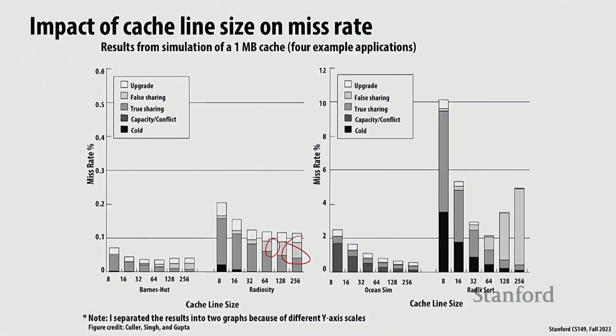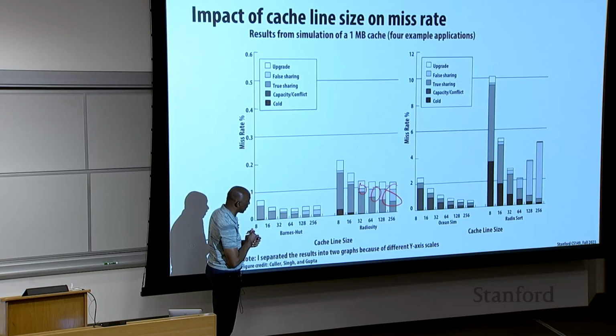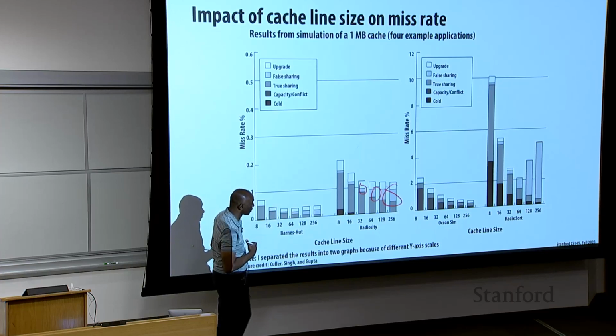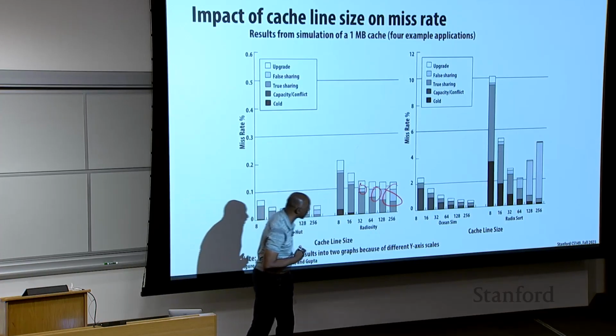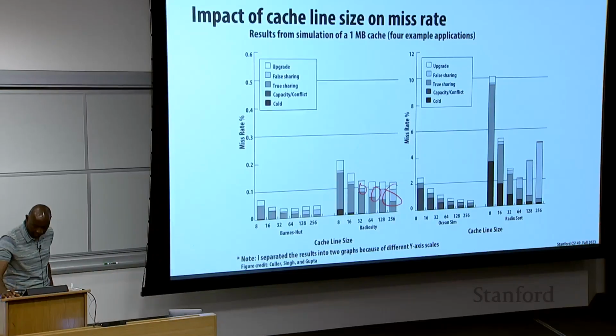Okay? With cache line size, you'd expect the miss rate to go down, given the increased cache line size, but it goes up because of false sharing. The extreme case is radix sort, where you have a dramatic increase in false sharing due to the way that the application is written.